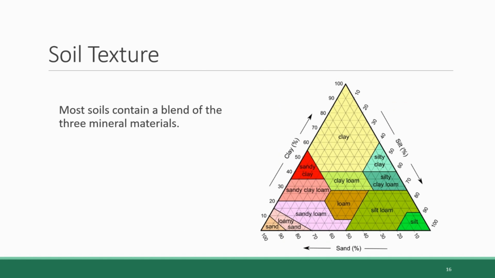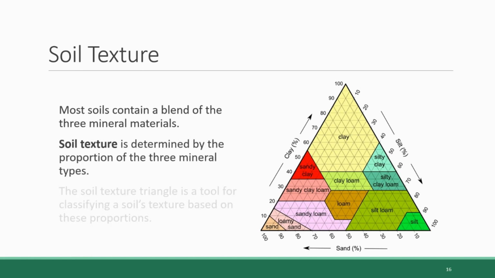In reality, almost no soil is pure clay, silt, or sand. Soils are generally a blend of these three things in varying proportions. So, this means that there aren't just three types of minerals, but rather there are many types of soil texture that represent different proportions of the three mineral forms.